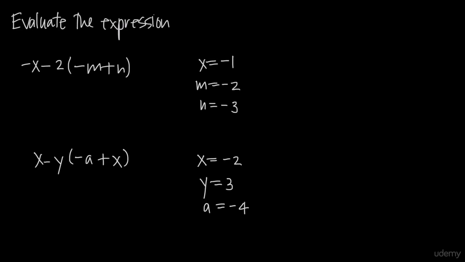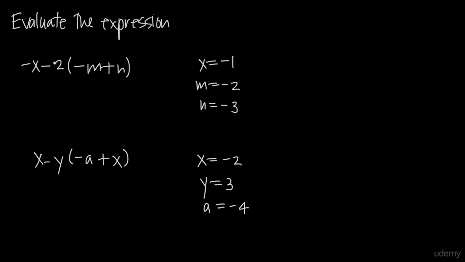In this video, we're talking about evaluating expressions. And what we mean by evaluating is just plugging in values that we've been given for the variables or constants that we have in our expression. So this is an expression here. We have negative x minus 2 times the quantity negative m plus n. And we've been given values for x, m, and n. So when we say evaluate the expression, we just mean plug in the values we've been given for the variables and constants that we have in our expression.